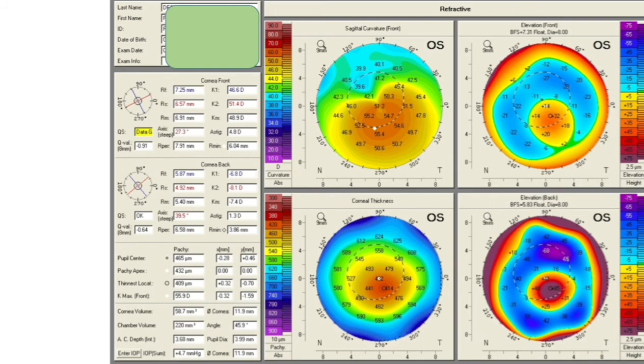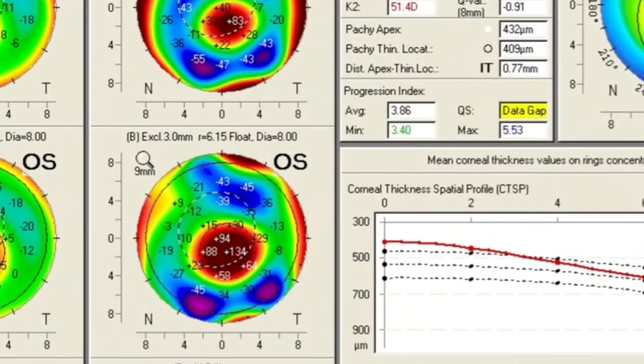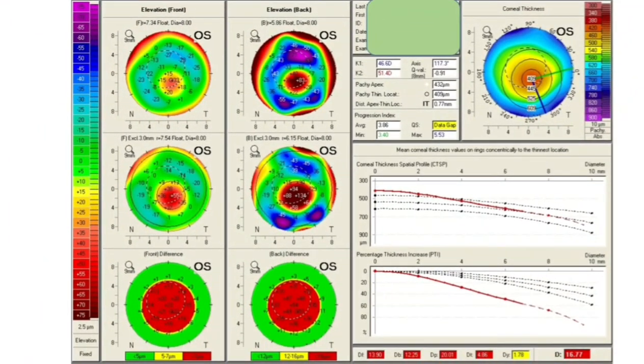and for surety purposes we need to go for the Belin-Ambrosio enhanced ectasia map, where you can see that the red curve is getting out of track, or deviated, before the 6 millimeter area, and here also it is getting deviated from the starting point. And if you see the average value, which should be less than 1.2, it is 3.86. So this is also a case of a keratoconus eye.